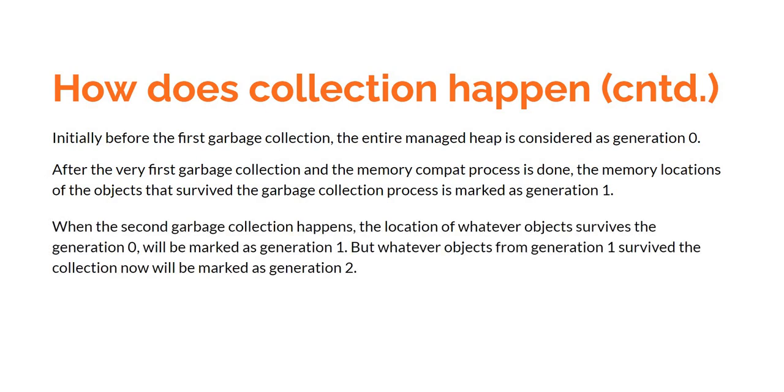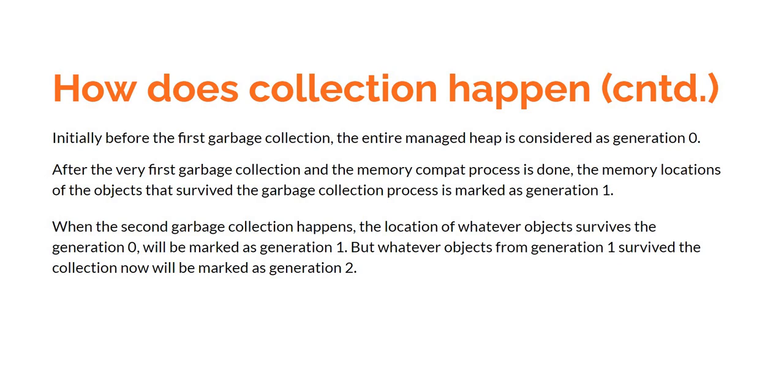And similarly, when the second garbage collection happens, the location of whatever objects survive from generation 0 will now be marked as generation 1. But whatever objects from generation 1 survive the collection will now be marked as generation 2. This is how we get generation 0, generation 1 and generation 2.